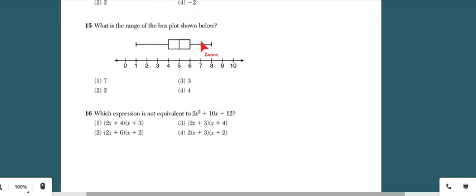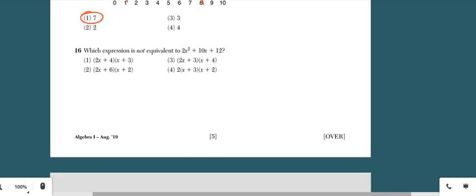Okay, what is the range of the box plot shown? Range is the difference between the highest value minus the lowest value, right? Yes. 8 minus 1 is 7. Yep. Next question.